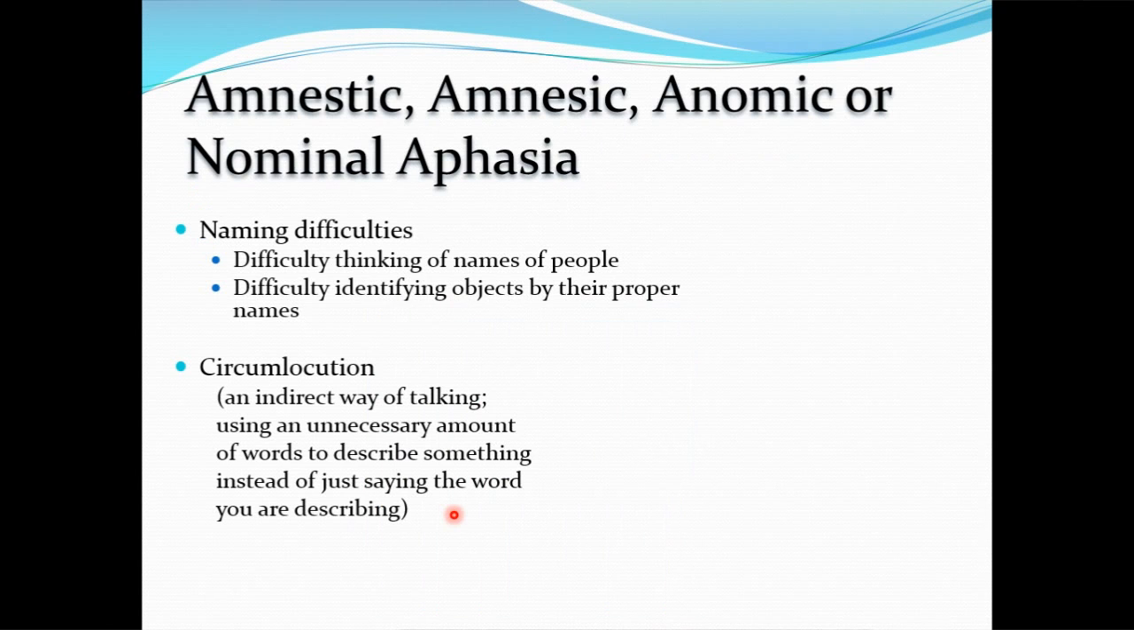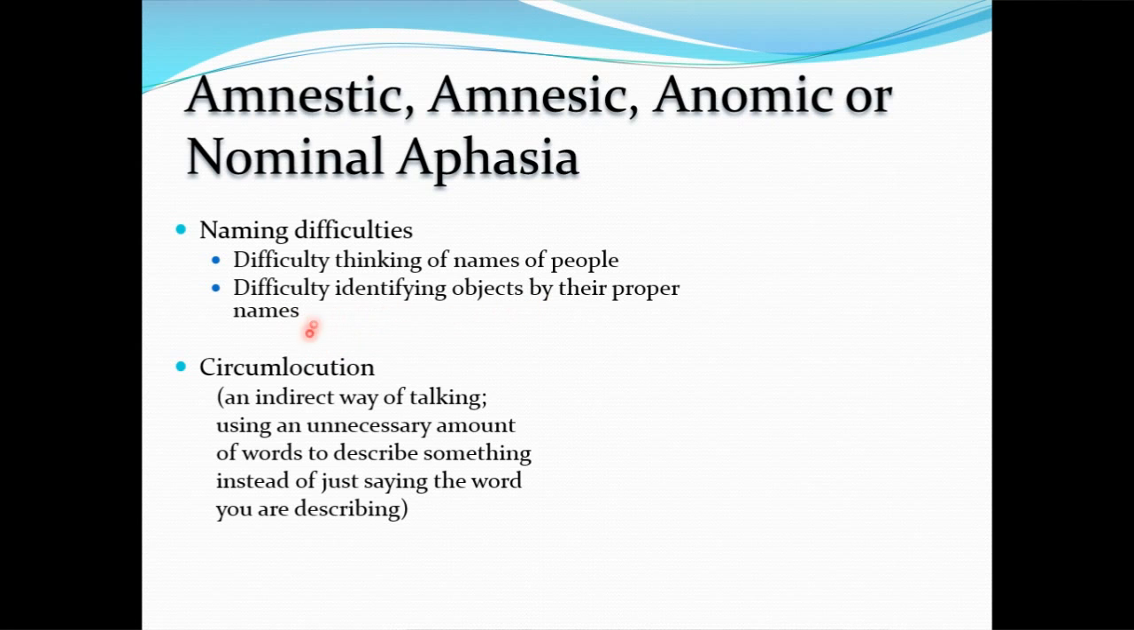There are different terms for nominal aphasia. Sometimes it's referred to as amnestic aphasia, sometimes amnesic aphasia, sometimes anomic aphasia, or nominal aphasia. But what all of those terms mean is that the person has difficulty with naming. So they have difficulty thinking of the names of people, but I think we must be careful, because a lot of us struggle with remembering names of people. What I'm talking about here is a pathological difficulty with remembering names of people, and difficulty identifying objects by their proper names.